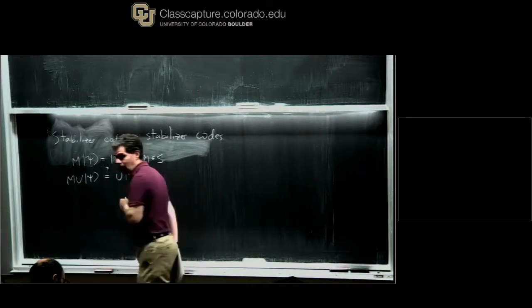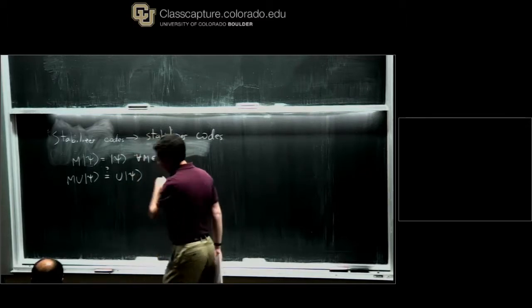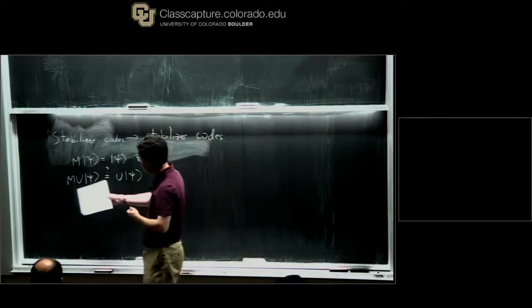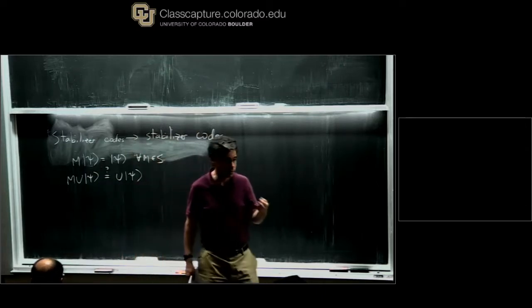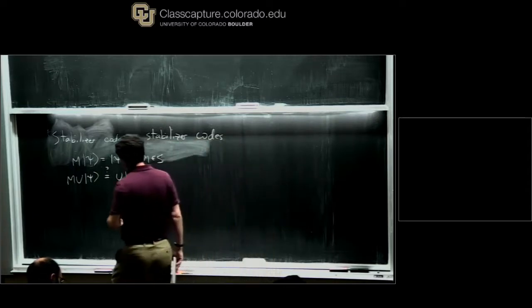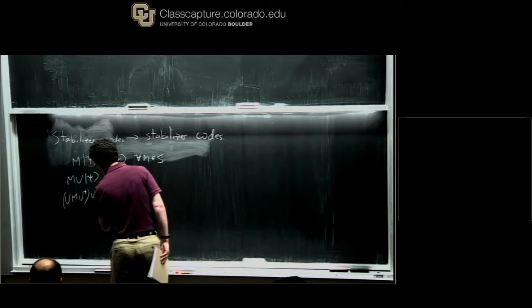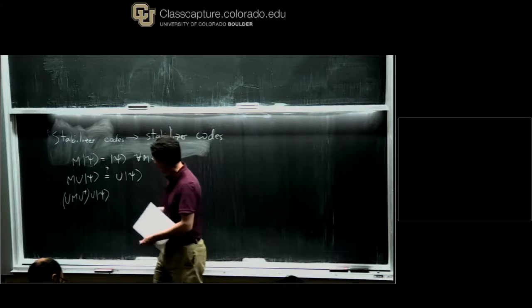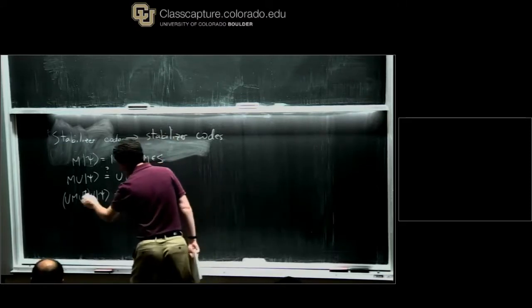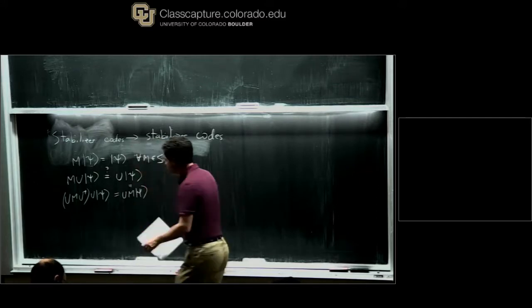So we need to move the M past the U somehow, in order to get rid of it, and then we can absorb it into the psi. But that's not quite going to work, because U, we don't know too much about it yet. It might not commute with M. So what we want to do instead is look at U M U dagger U psi. This is going to be something more like the right-hand side, because the U dagger U cancels here, and we get U M psi, and this thing is equal to U psi.